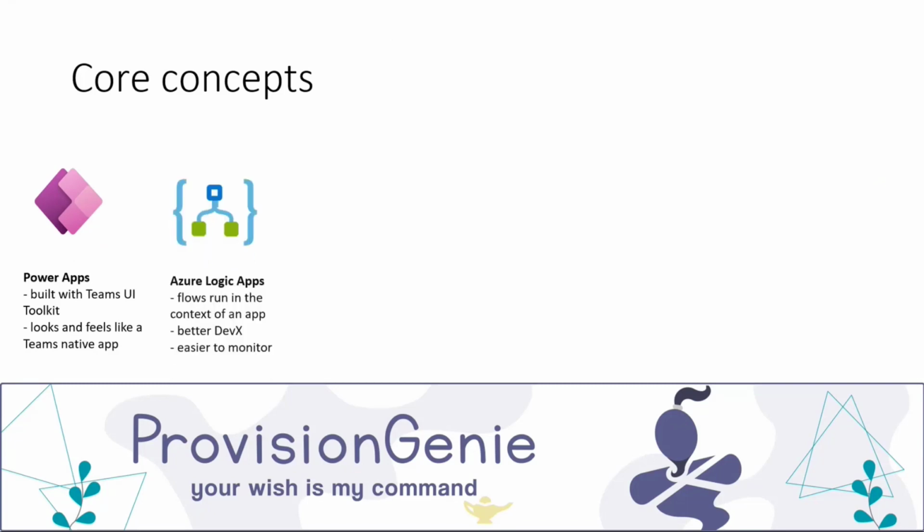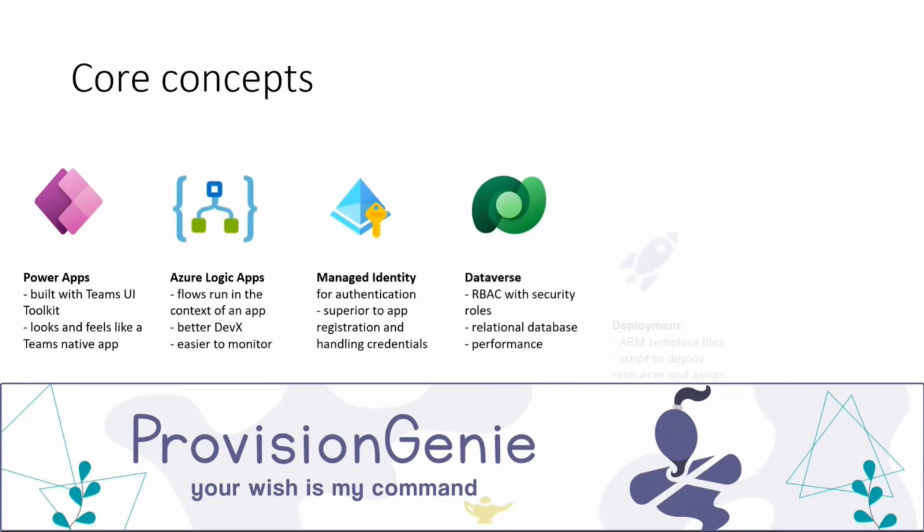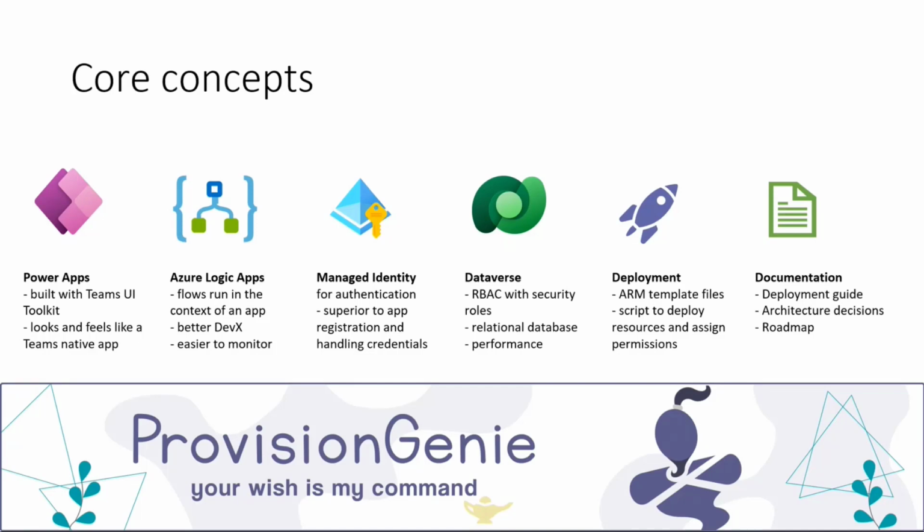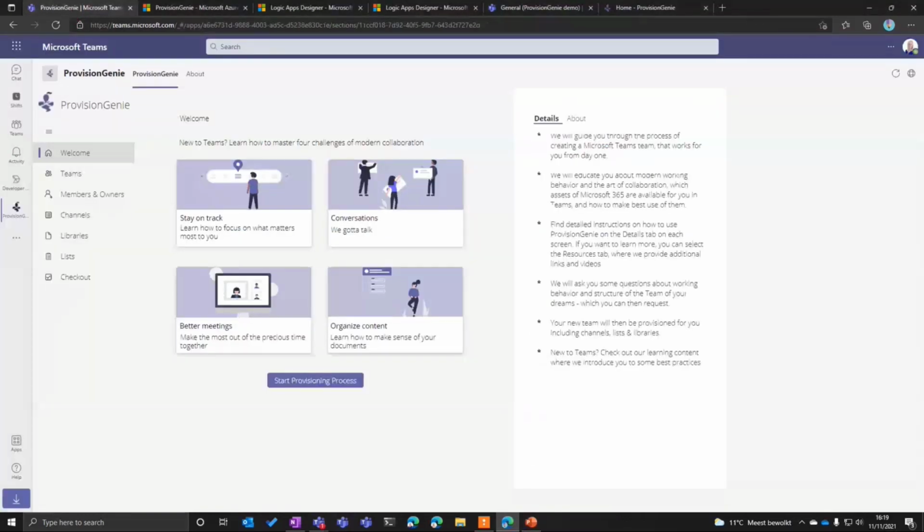Let me go very quickly over the core concepts. We have a Power Apps Canvas app for the UI. We are using Azure Logic Apps in the background to do the actions for creating the team. We are using managed identities for authentication. We're using Dataverse for data storage. And we built this as a deployable solution, so you can deploy it on your own tenant. If you want to, you can play with it. And we have documentation about all of these choices, why we chose these things for our solution, and also a roadmap on what is still to come. Now let me jump straight into a demo.